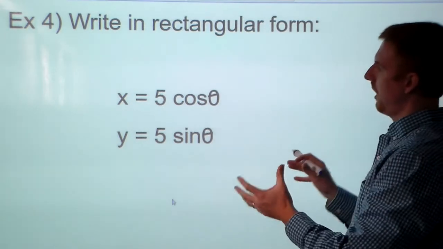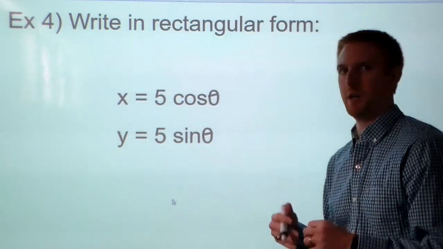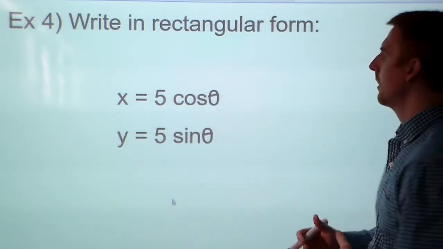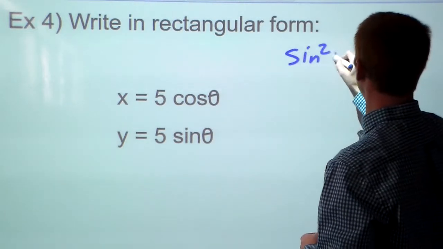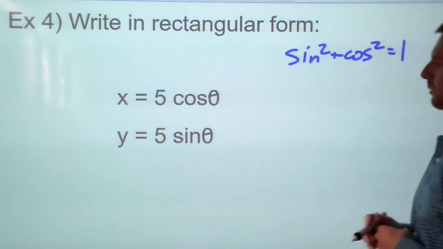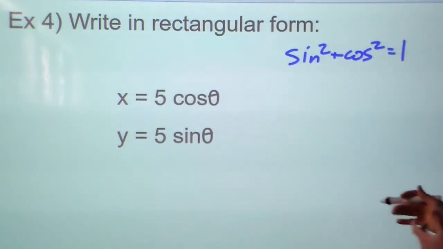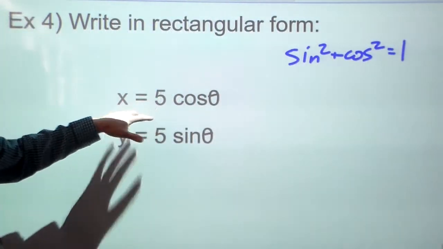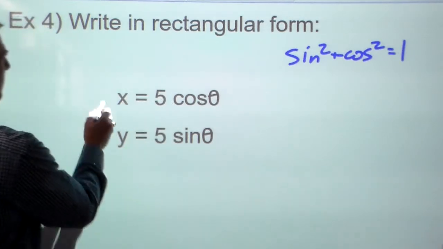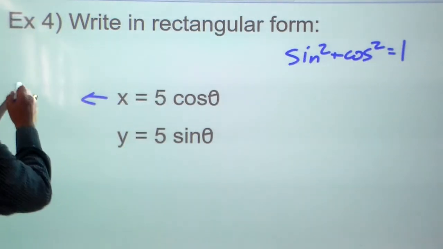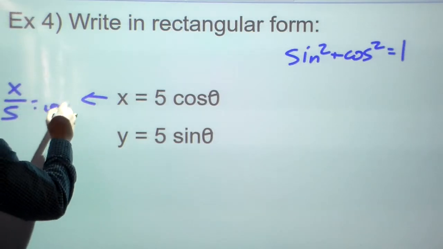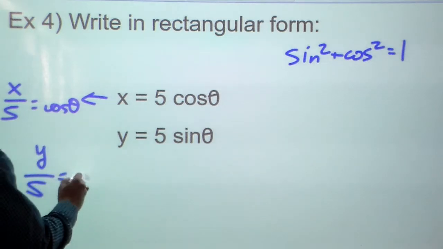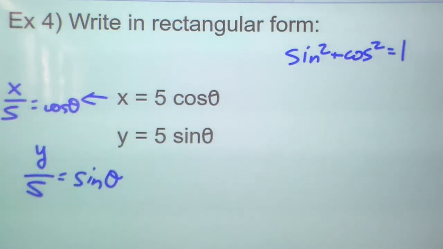With all of these conics, though, if you see sine and cosine or any trig functions, generally you're looking to do a Pythagorean identity. So sine squared plus cosine squared equals 1. That was the Pythagorean identity that involves sine and cosine. So what you want to do with these is solve these for cosine and sine. If you solve this one for cosine, then you would divide by 5. And if you solve this one for sine, you would also divide by 5. So y over 5 equals sine of theta.